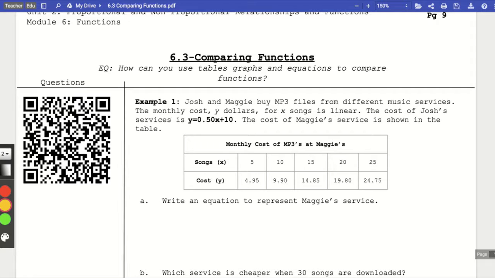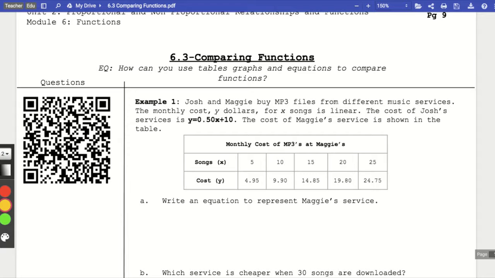So Josh's service is in an equation, which is really easy to understand because remember, since it's in that y equals mx plus b form, the 0.50 represents the slope or the rate of change. So in this case, it's 50 cents per song with a starting fee of $10. That's literally what the y-intercept represents in this equation. So I have an idea of what Josh is paying, but Maggie's is given in a table, which gives me an idea for, it looks like every 5 songs, but not necessarily enough information to compare it to Josh's explicitly.